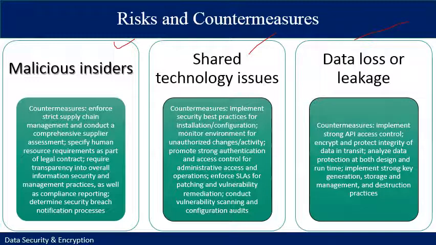Data loss and leakage is another form of attack, and for many clients, the most devastating impact from a security breach is the loss of data or the leakage of data. So the countermeasures to overcome these problems are to implement strong API access control, encrypt and protect the integrity of data in transit, analyze data protection at both design and runtime, and implement strong key generation, storage, management, and destruction practices.